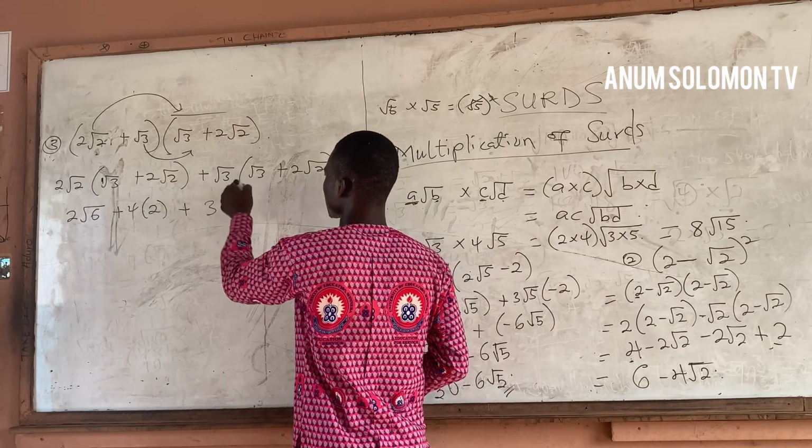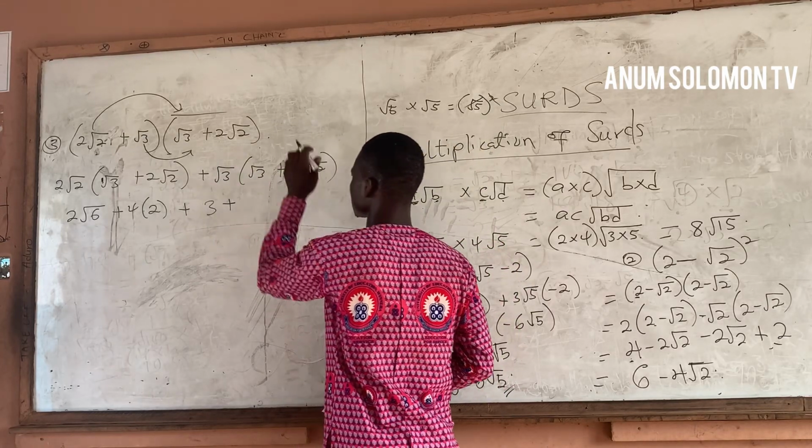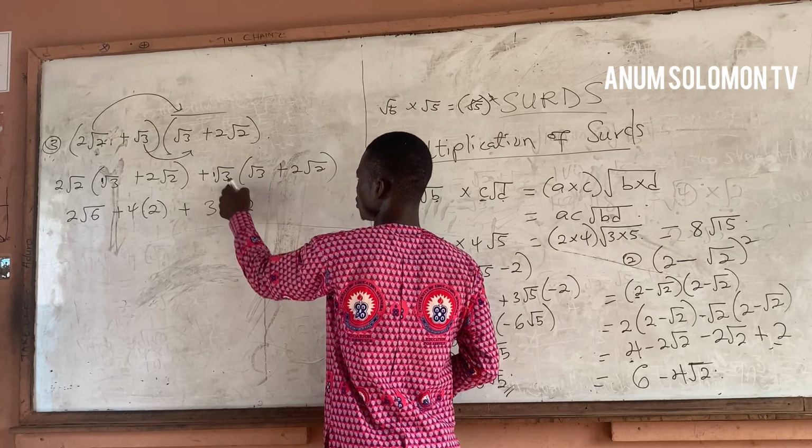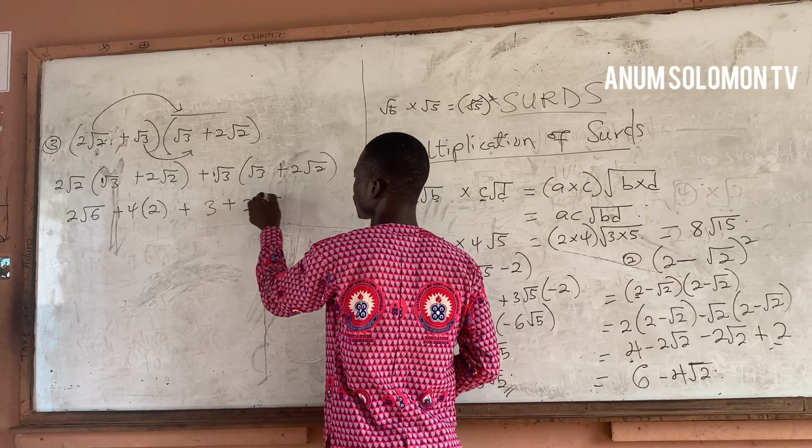3 plus root 3 times 2 root 2. The term here is what? 1. 1 times 2 is what? 2. Root 3 by root 2 is what? Root of what? 6.